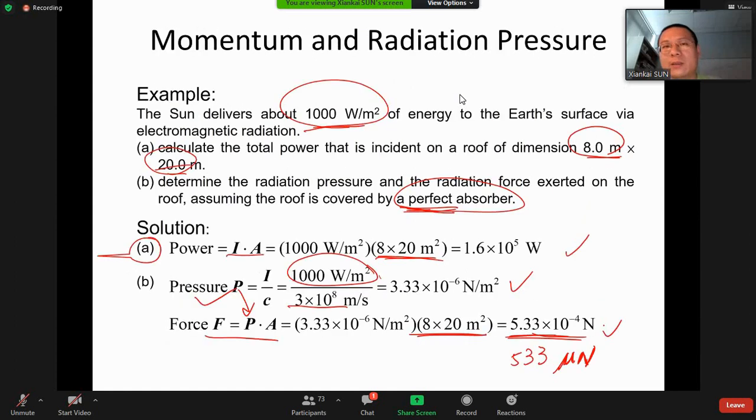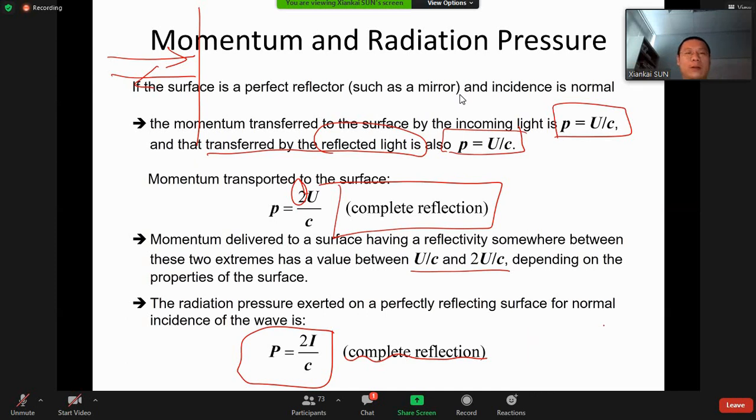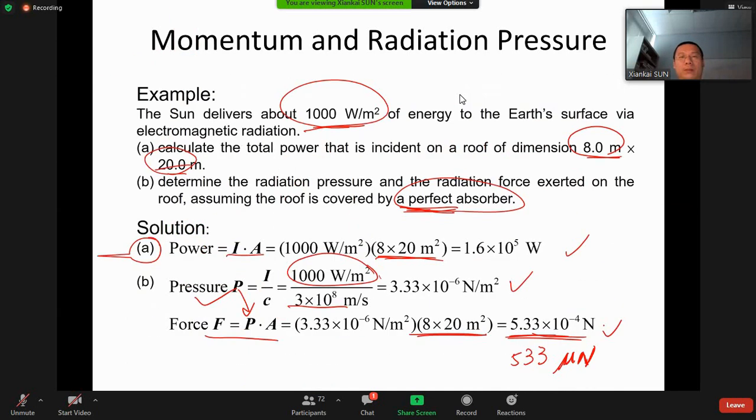Any questions? We've talked about many formulas regarding electromagnetic waves: intensity, momentum, and radiation pressure. So far so good. Do you have any questions? Okay, no questions. Then I'm going to move on.